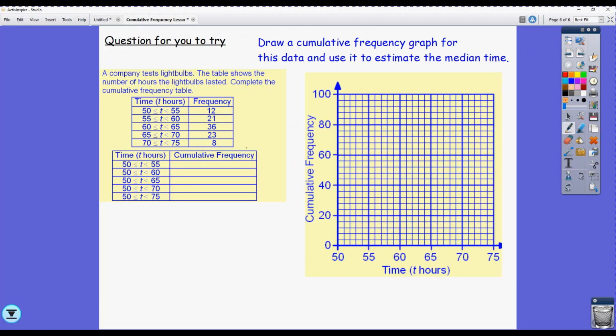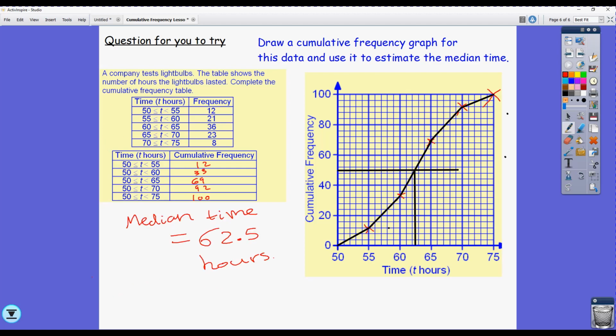So lastly, I would like you to have a go at this question. I'd like you to complete the cumulative frequency table, draw the cumulative frequency graph, and use it to estimate the median time. This is for the lifetime of light bulbs. This is a really good application of cumulative frequency. So I'd like you to fill in the table, draw the graph, and then estimate the median. So pause the video now, have a go, and then when you finish, press play.